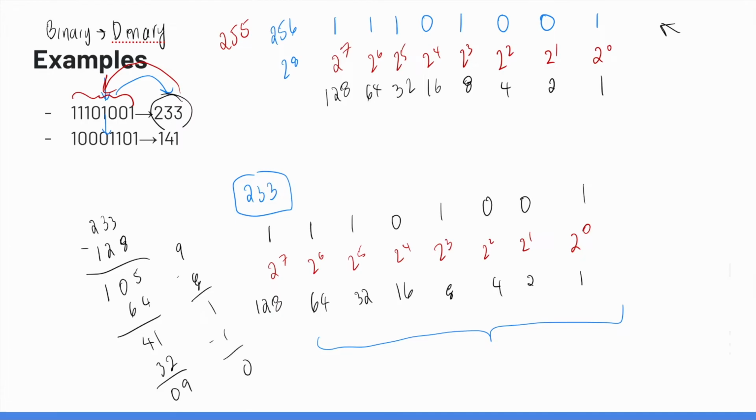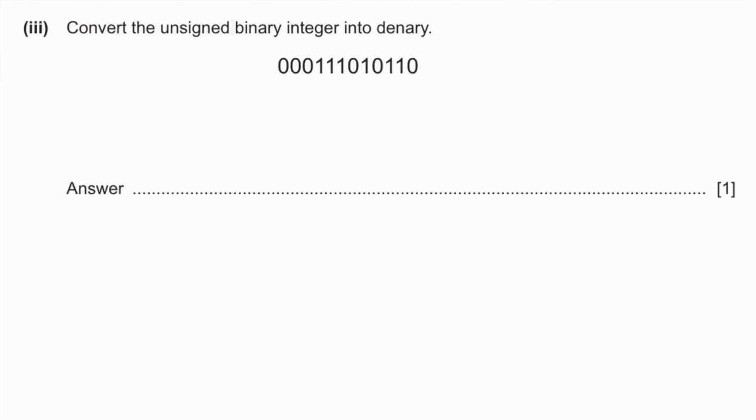And we'll probably look at some other examples of this, but that's just an example of how you go from denary to binary, not necessarily from binary to denary. Anyways, let's move on. Okay, so let's take a look at an A-level example here.